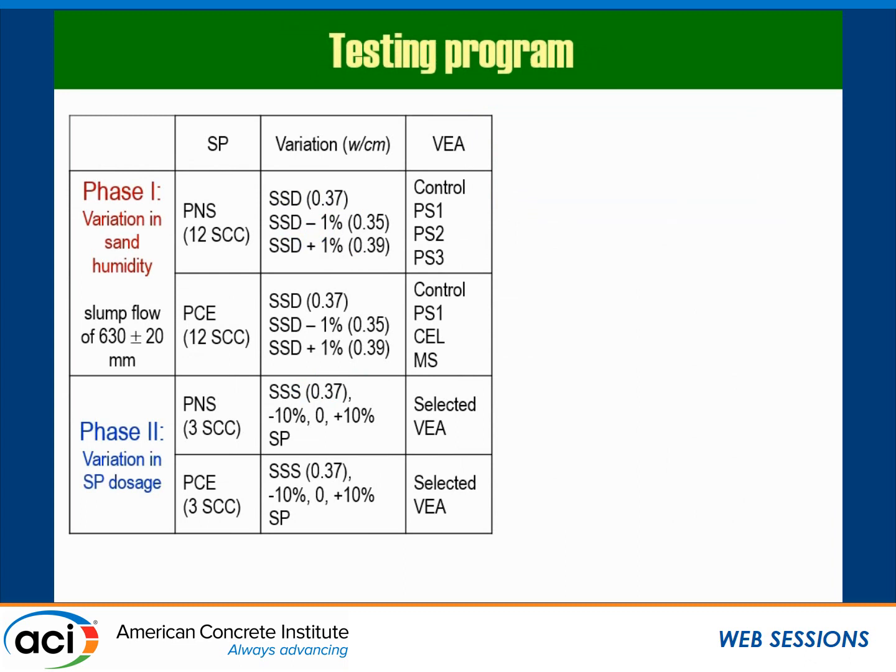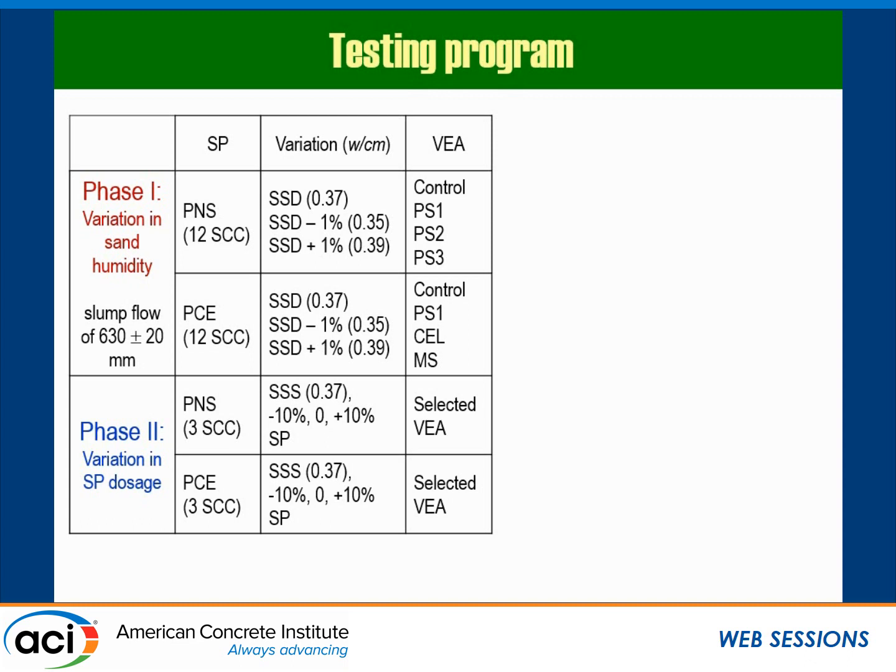And then for the first phase of the study, we changed the water content. So this is to simulate the moisture content of the sand, and that's a big problem in quality control of the moisture content in the production of SCC.